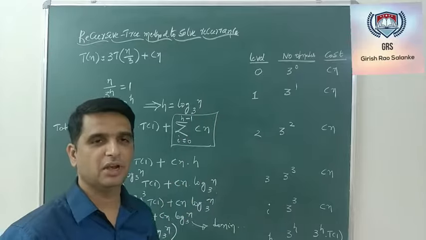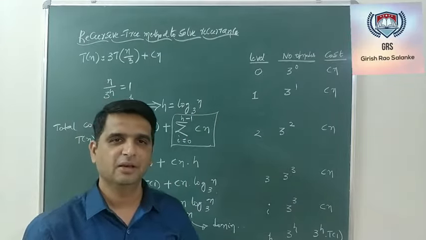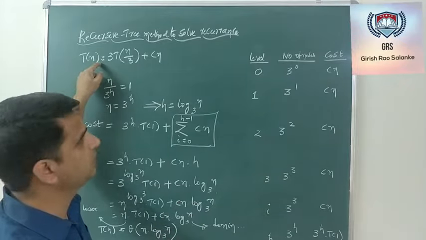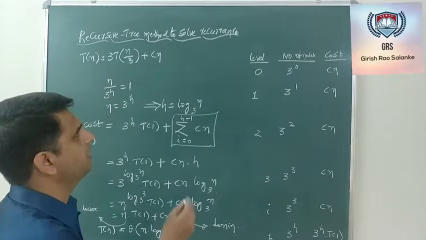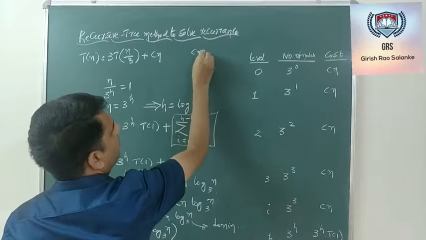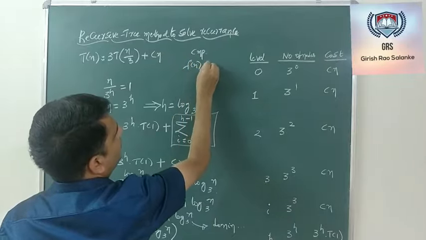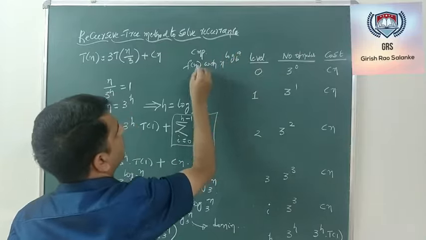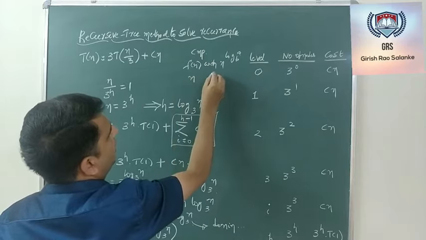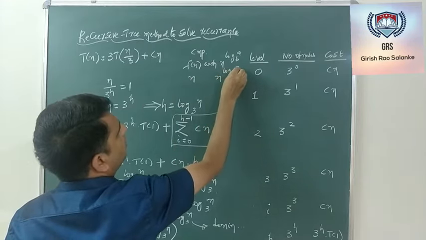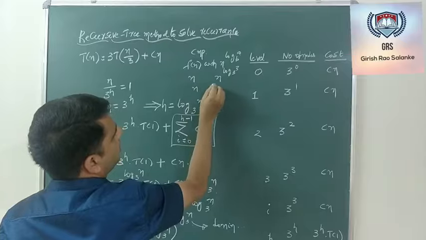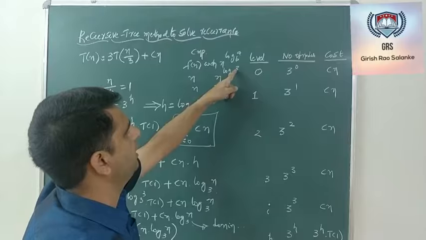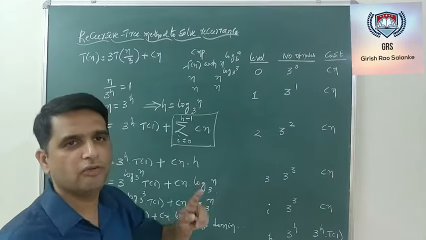Whenever you are doing the recursive tree method, please check the answer by using the master theorem method. If this was my recurrence relation, in the master theorem method we need to compare f of n with n to the power of log a to base b. So what is f of n? F of n is n, and n to the power of log 3 to base 3 is also n to the power of 1. So n is equal to n. In the sense, if f of n and n to the power of log a to base b are equal, then I should go for case 2.